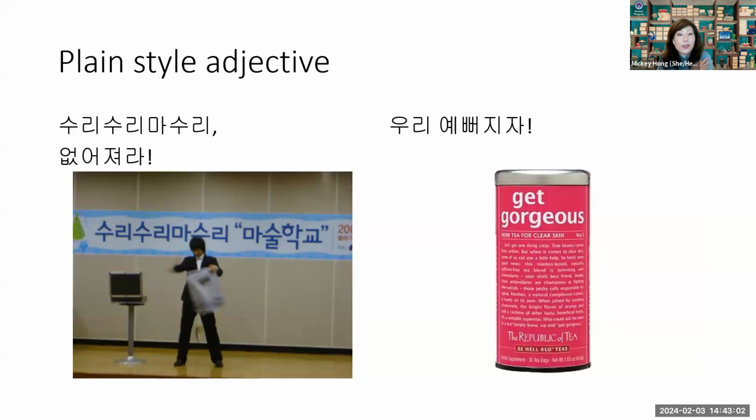So you say this for spells, okay? Because you're commanding something. It's like abracadabra when you say 수리수리 마수리, 없어져라, be gone, okay? 우리 예뻐지자, because you cannot have an adjective as a direct order. You can turn any adjective into a verb by putting 지다 to become that adjective. Let's become gorgeous, pretty.